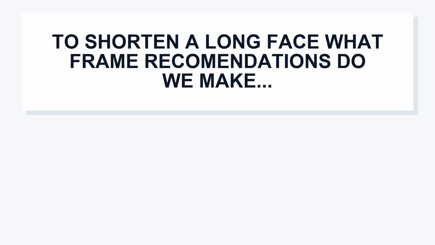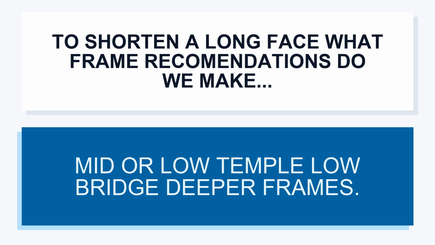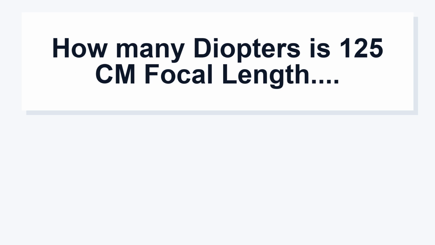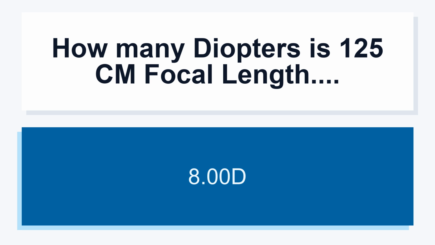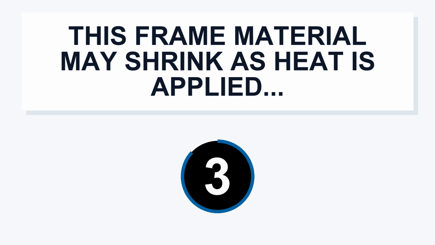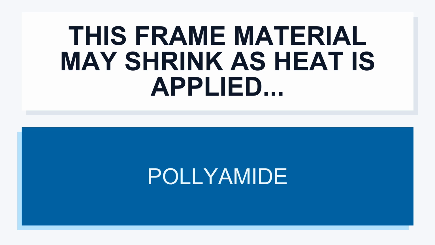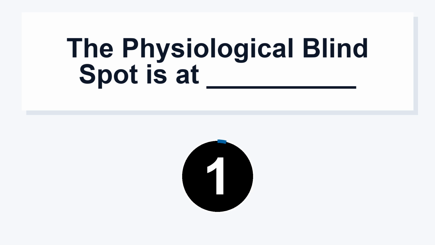To shorten a long face, what frame recommendations do we make? Mid or low temple, low bridge, deeper frames. How many diopters is 125 cm focal length? 8.00 D. This frame material may shrink as heat is applied: polyamide. The physiological blind spot is at the optic disc.